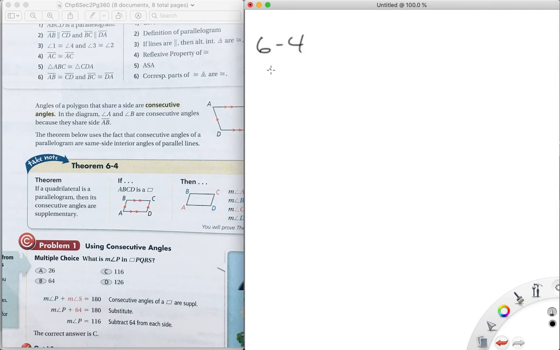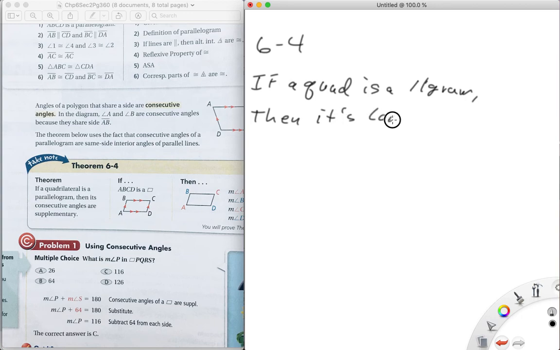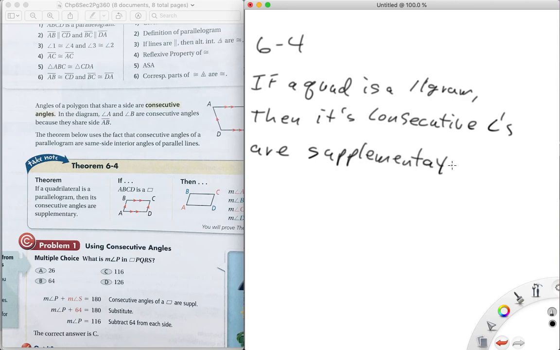If a quadrilateral is a parallelogram, then its consecutive angles are supplementary. And remember, supplementary means that they add up to 180 degrees.